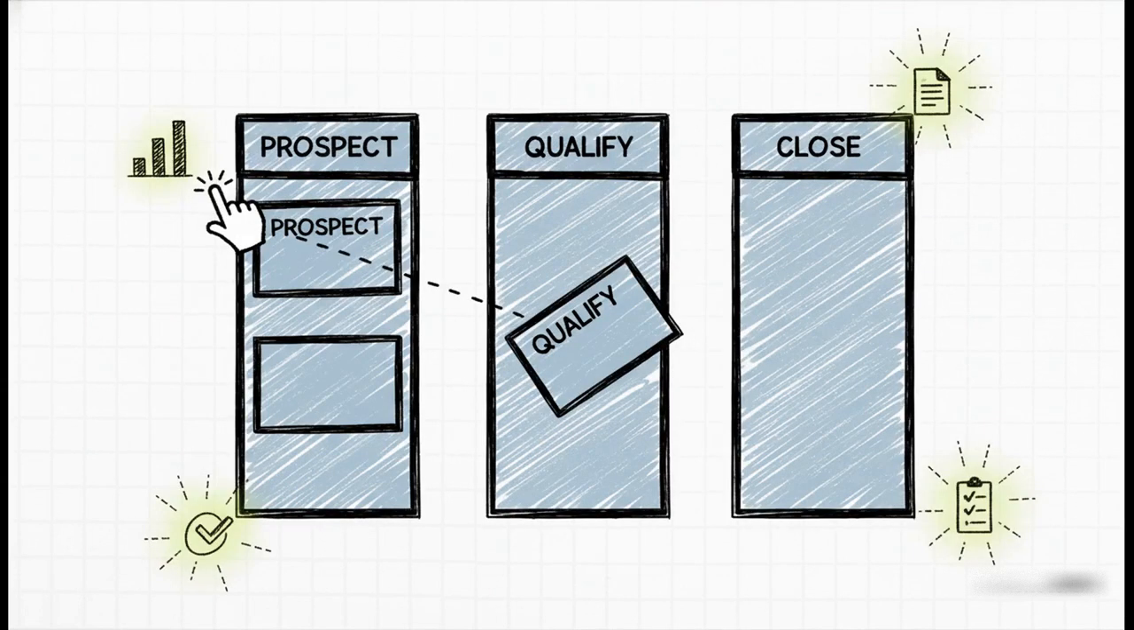And here, this is the fun part. As you make progress, like you just finished a great demo, you literally just click, drag, and drop the deal card into the next column. It's so simple, but it's incredibly powerful. Because when you do that, HelloCRM automatically updates everything in the background. No more tedious data entry.